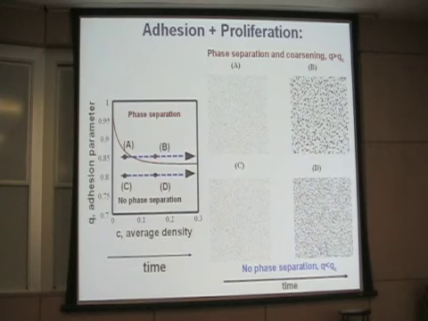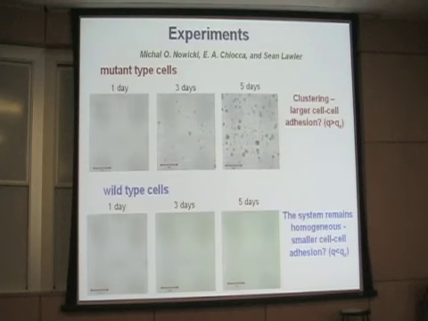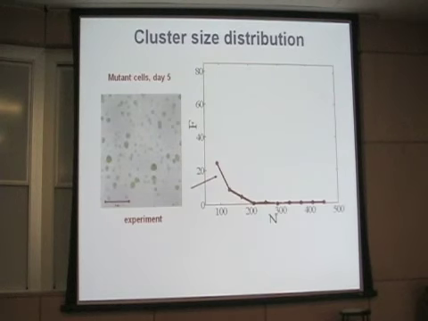Then I convinced our experimental collaborators to perform experiments with the wild-type cells and the mutant-type cells we saw before. They just put those cells on Petri dishes and saw what happens. You can see that mutant-type cells form clusters, but wild-type cells remain homogeneous, which suggests that the mutant cells have effective adhesion which is above some critical ratio. To analyze those experiments quantitatively, I measured the cluster size distribution function.